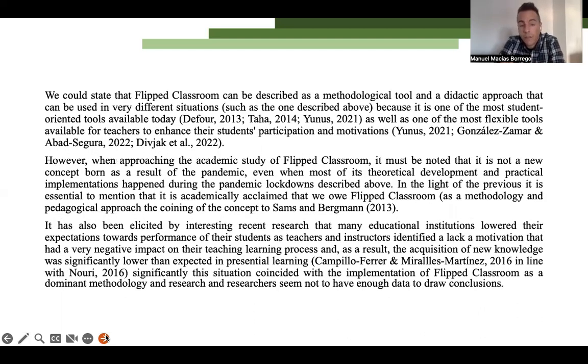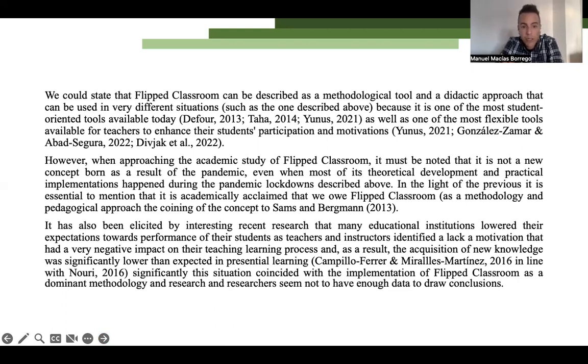We could state that flipped classroom can be described as a methodological tool and a didactical approach that can be used in very different situations, such as the one I just described for the lockdowns in March 2020, because it is one of the most student-oriented tools available today, or so research demonstrates, as well as one of the most flexible tools available for teachers to enhance their students' participation and motivation. This affirmation is supported by the research listed between the parentheses.